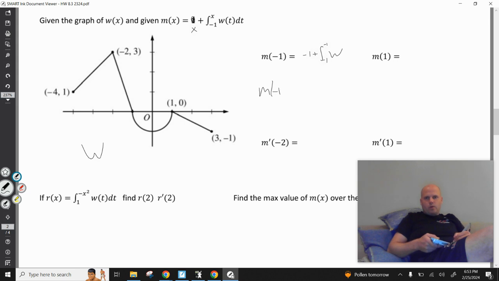M of negative 1 is negative 1. M of 1 is 1 plus negative 1 over 1. This is half of pi. Why is it half of pi? Because it's pi times r squared divided by 2. It's a negative half of pi.